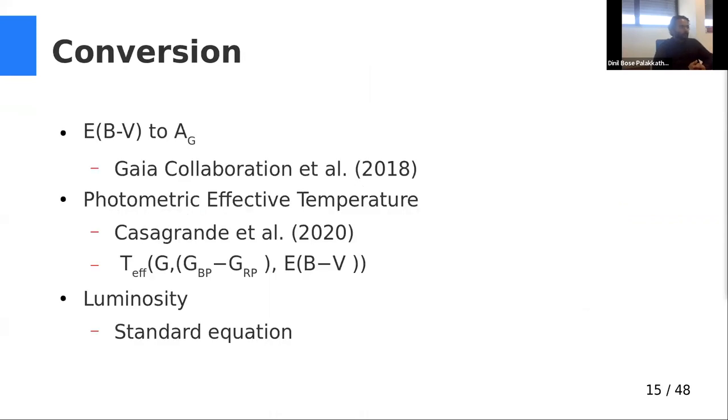In order to convert E(B-V) to Gaia extinction, I have used the procedure outlined in the Gaia collaboration et al. paper. In order to calculate the temperature, I have used the procedure outlined in the Casagrande et al. paper. And in order to calculate the luminosity, I have used the standard equations.